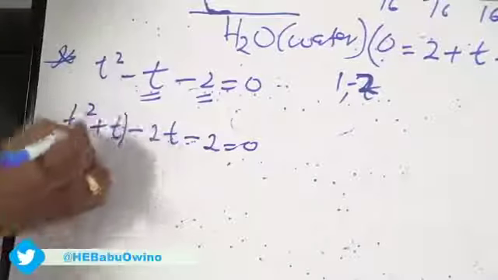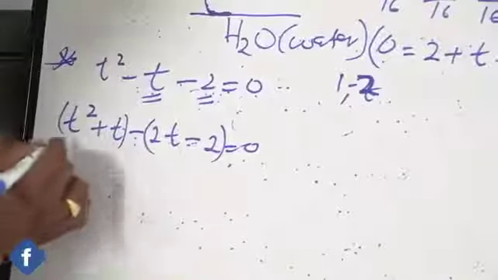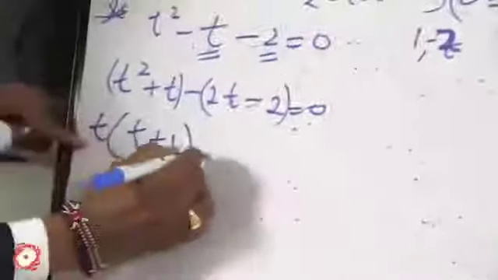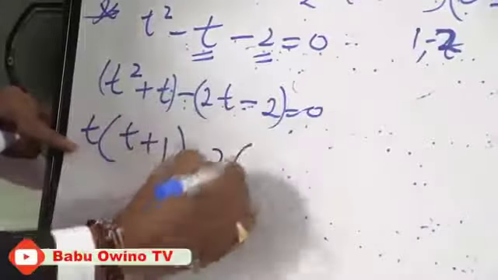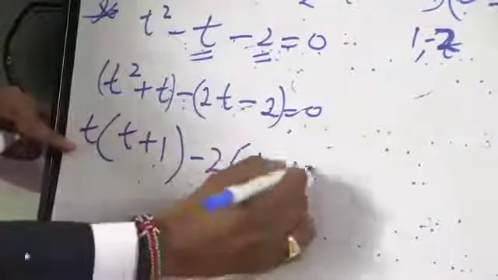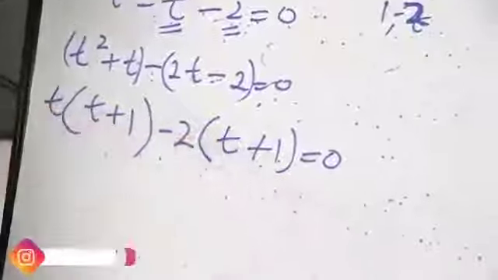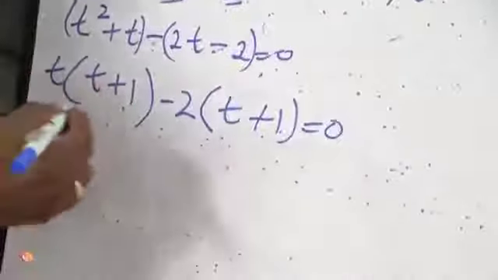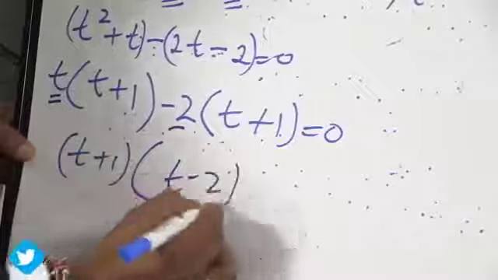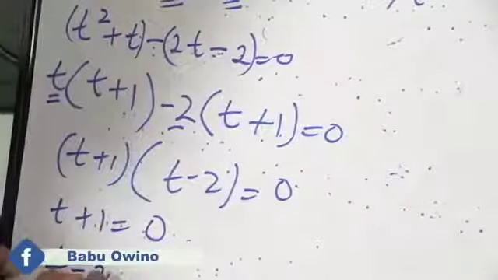Then we have the first part of the equation and the second part of the equation. We factor t out because t is common in the first part. Therefore, t into t squared, you get t; t into t, you get plus 1. Minus, the common factor here is 2; 2 into 2t is t, then 2 into minus 2 is minus 1, equals 0. Because in our bracket, you can see clearly we have a common factor of t plus 1. So we collect the common factor of t plus 1, and then you pick t minus 2, you equate to 0. So t plus 1 equals 0, and t minus 2 equals 0.